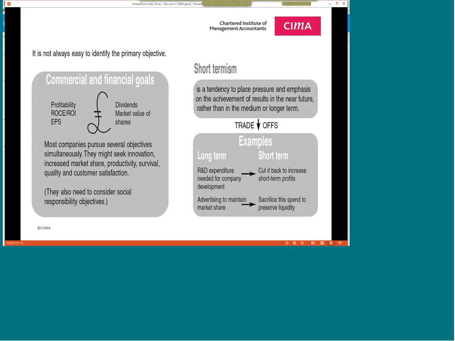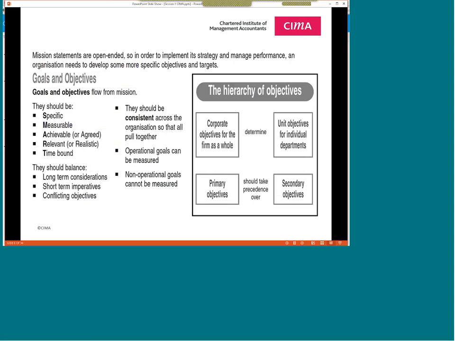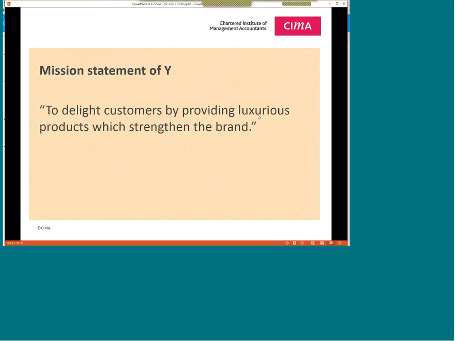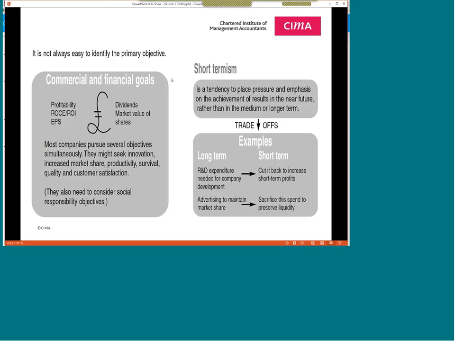Let me have a look. Okay, so here it is, conflicting objectives. I wasn't sure whether there were additional slides related to that. Okay, so when we talk about primary objective, usually you can have even secondary and departmental objectives, lower level down.